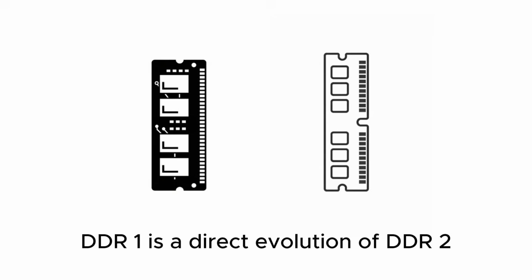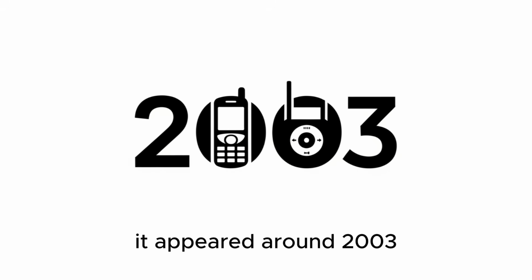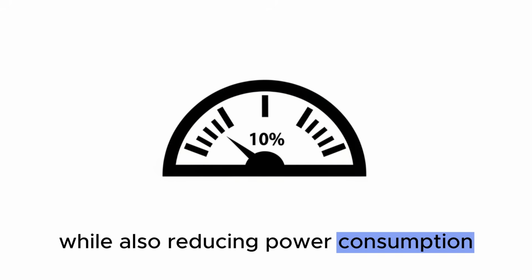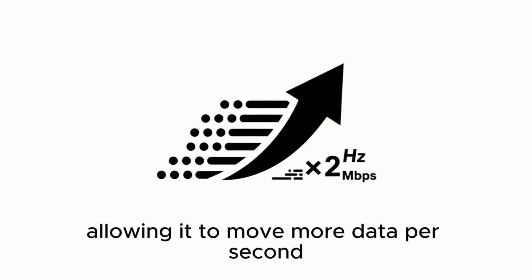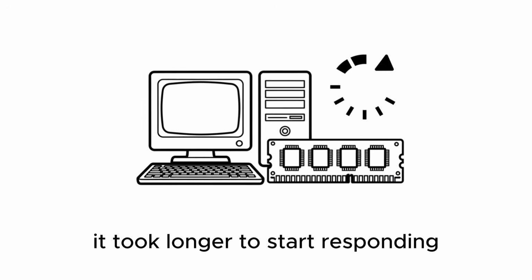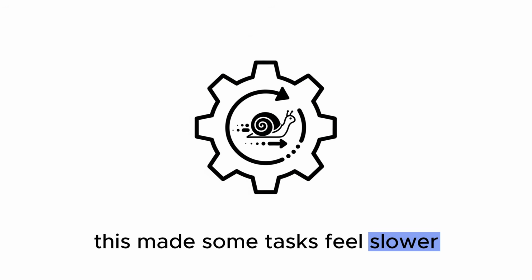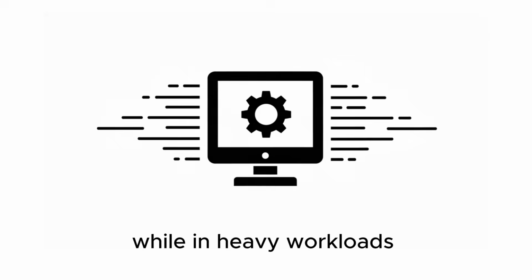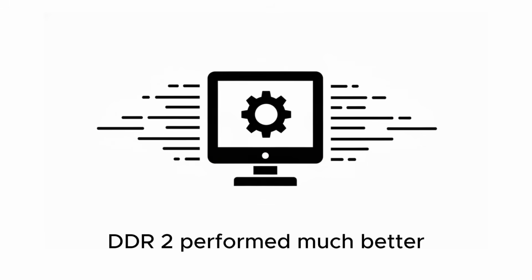DDR2. DDR2 is a direct evolution of DDR1. It appeared around 2003. It was designed to increase speed while also reducing power consumption, allowing it to move more data per second. However, it took longer to start responding. This made some tasks feel slower. In simple tasks, DDR1 sometimes felt more responsive, while in heavy workloads DDR2 performed much better.